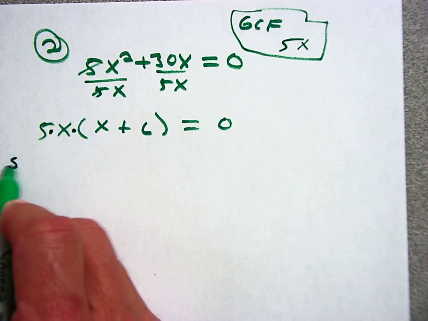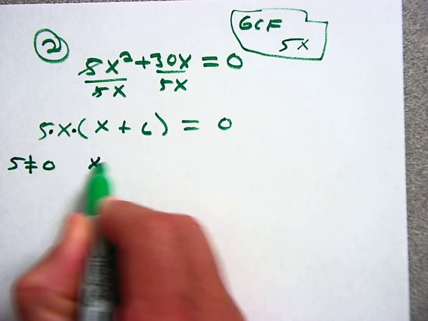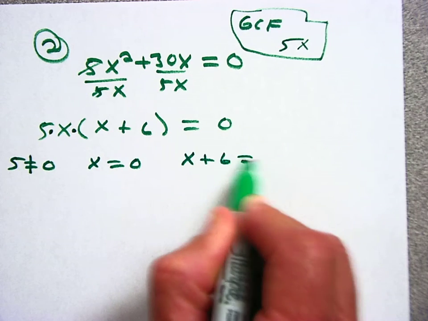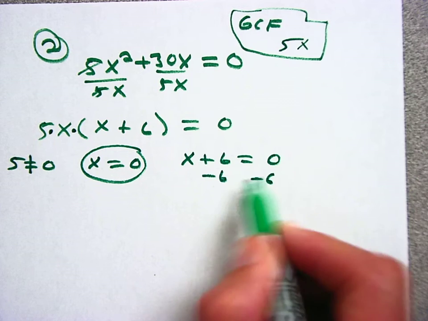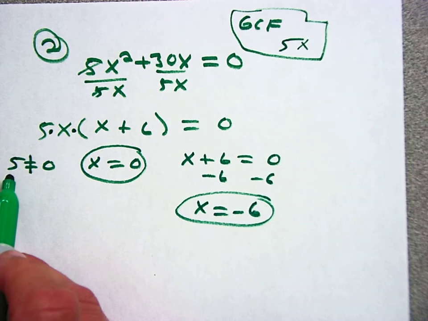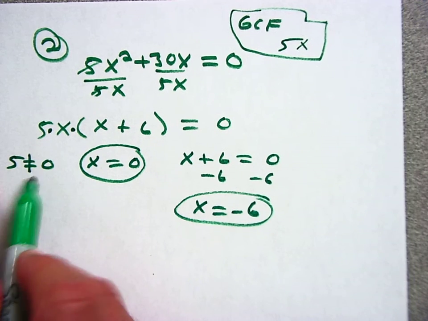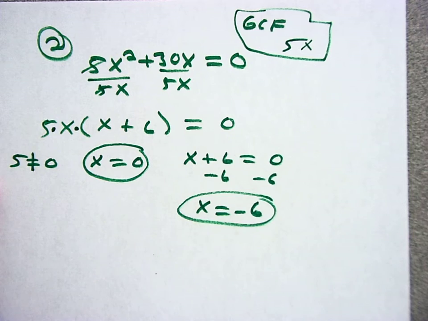So you could say 5 equals 0, which doesn't make sense. x equals 0, there's one answer, and then x plus 6 equals 0. So your answer is 0. Subtract 6 from both sides, and you get -6. The coefficient here, 5, when you set it equal to 0, you can't change 5's value. Either way, the answer is 0 or -6 for the quadratic.